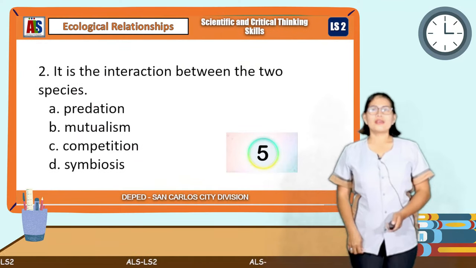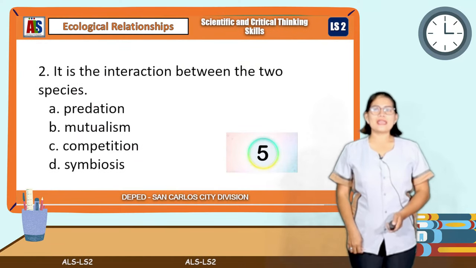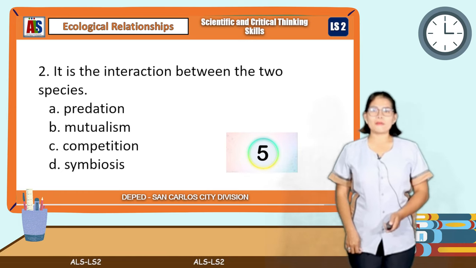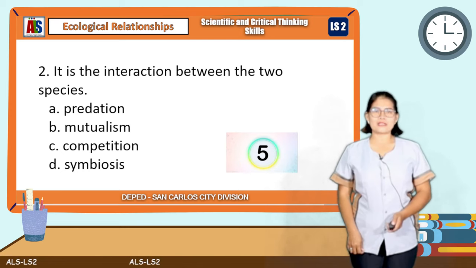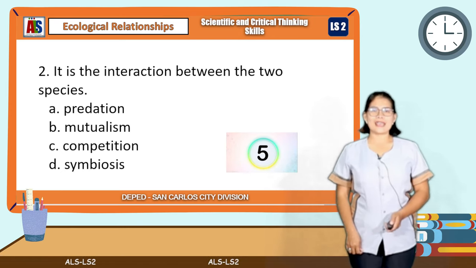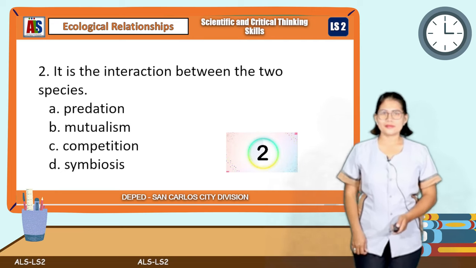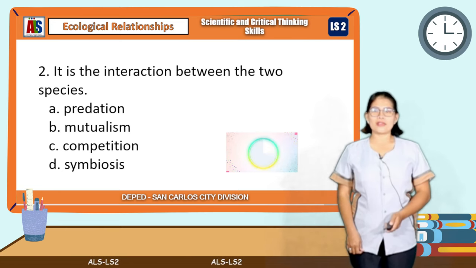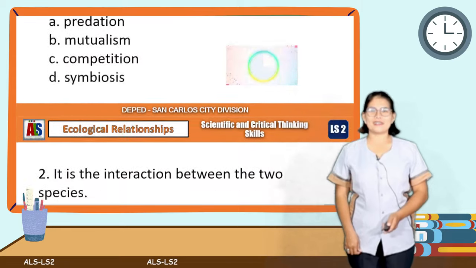Next, for question number two, it is the interaction between two species. Letter A, predation, letter B, mutualism, letter C, competition, or letter D, symbiosis. You have 5 seconds to answer. Time start now. So, if your answer is letter D, symbiosis, you are correct.